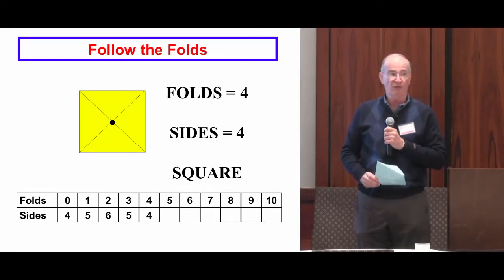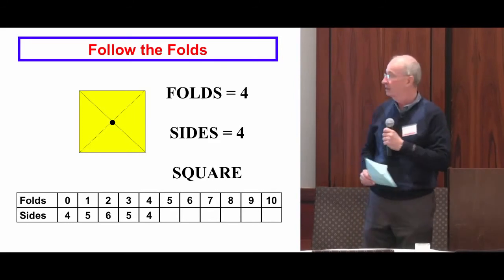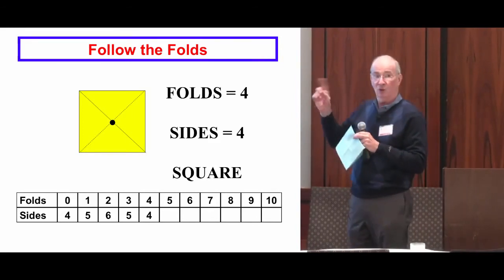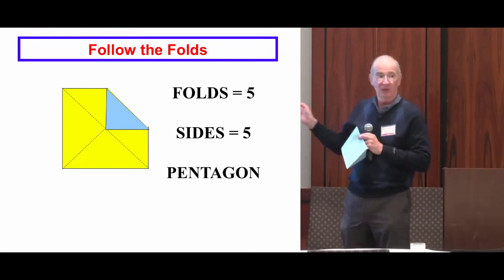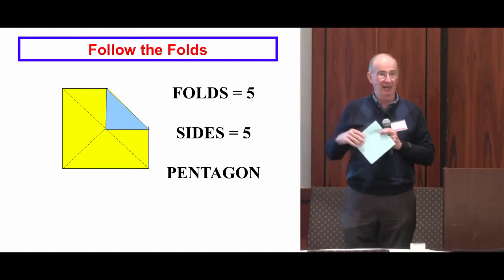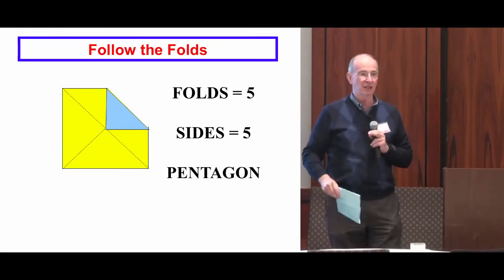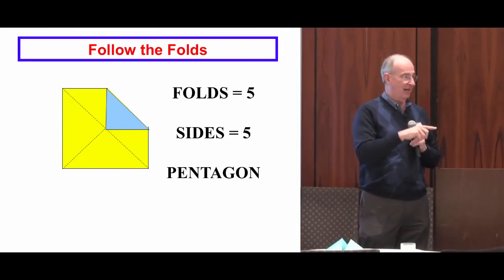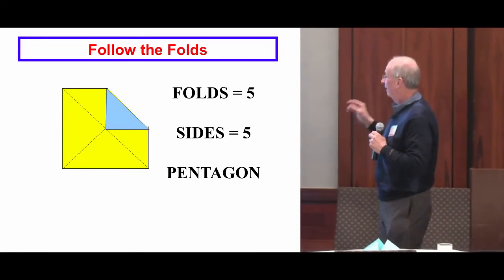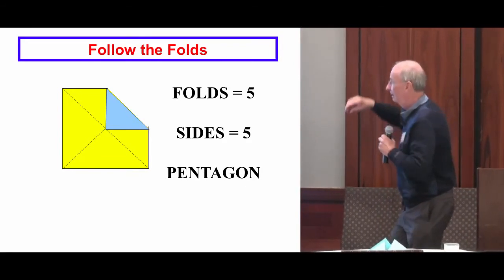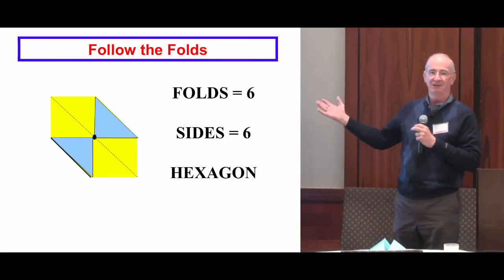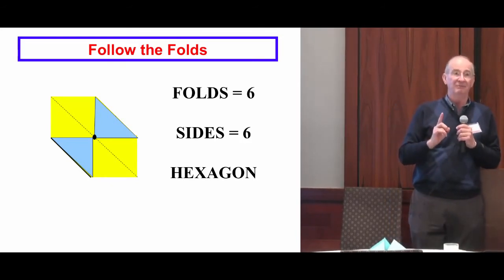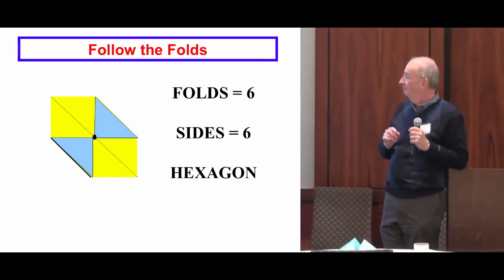Now, without doing this again, there are your numbers. Now I'm going to do a 5th fold. Repeat the process. As I do my 5th fold, I'm going to take the corner and bring it in. So we have a pentagon. Now I'm going to do a 6th fold. How many sides? 6 sides. Now I'm going to do a 7th fold. How many sides are we going to have? 5.